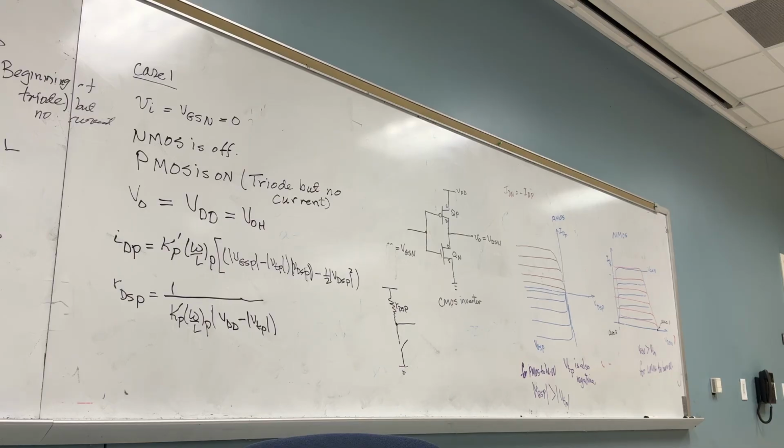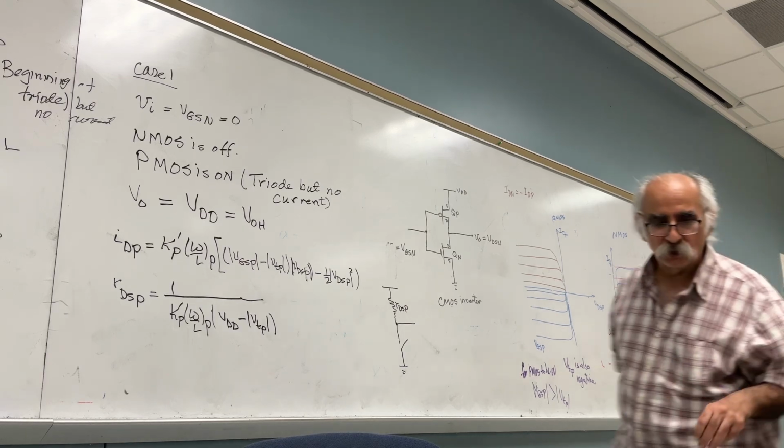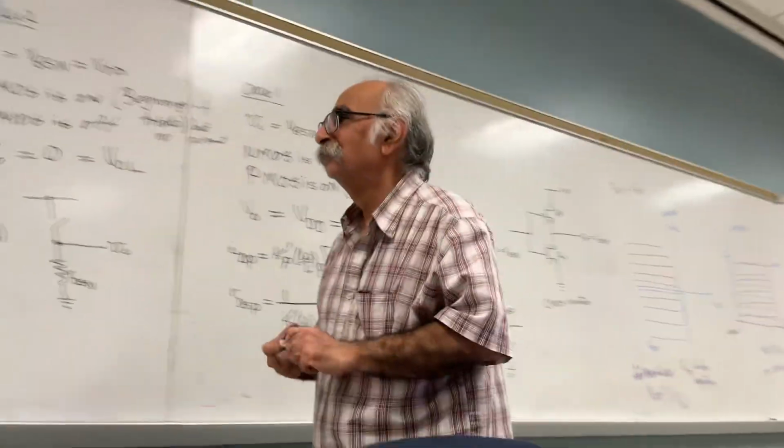So how do I get the VIL? The current is the same, but the mode is different, which means I need to equate the current in the triode mode for the PMOS with the current in the saturation mode of the NMOS. Did you lose me? So what is it? Give it to me. This is from A to B.